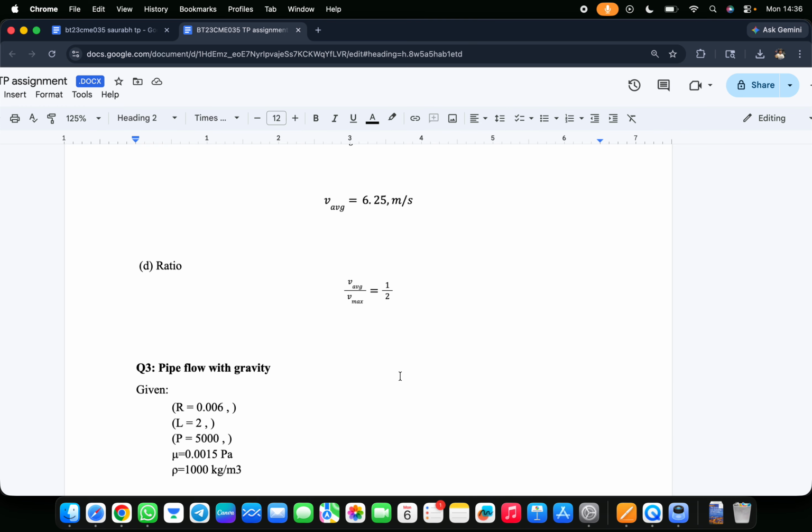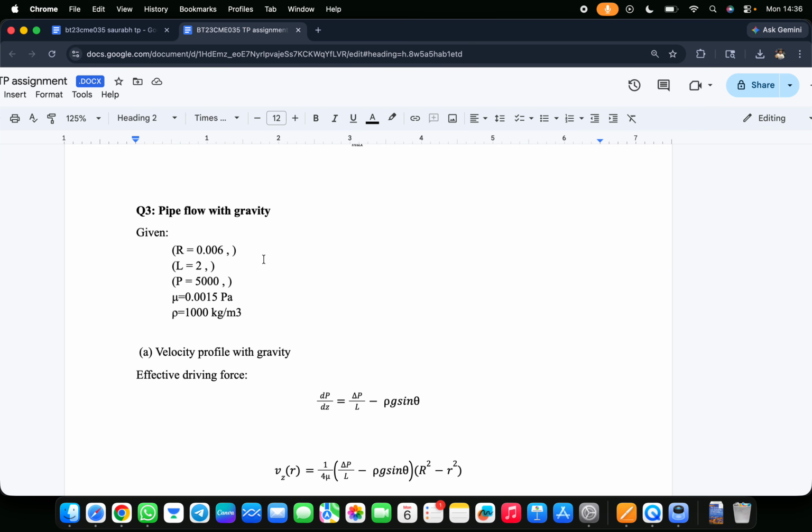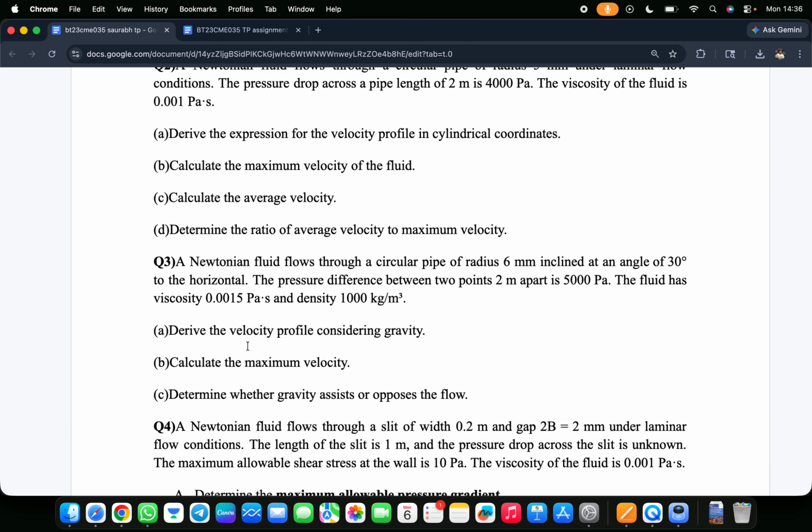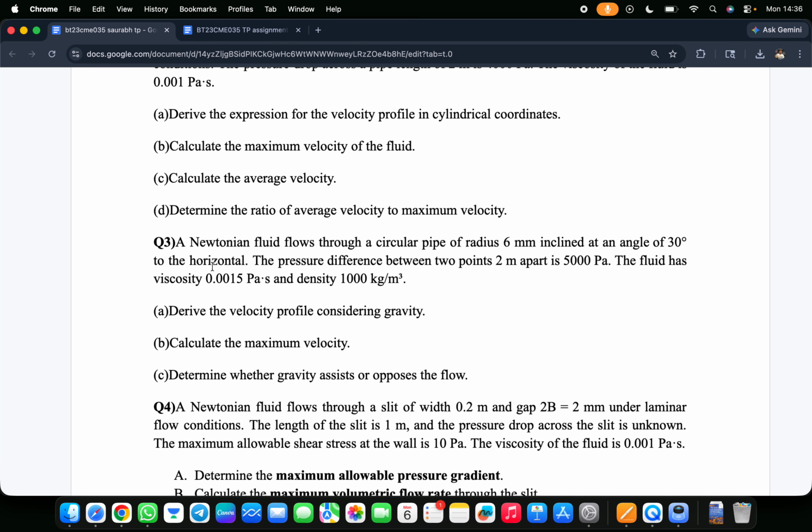Now we will see question number 3, pipe flow with gravity. So now we will jump to question number 3. What it says: a Newtonian fluid flows through a circular pipe of radius 6 millimeter inclined at an angle of 30 degrees to the horizontal. Now it is not horizontal, it is an inclined pipe.